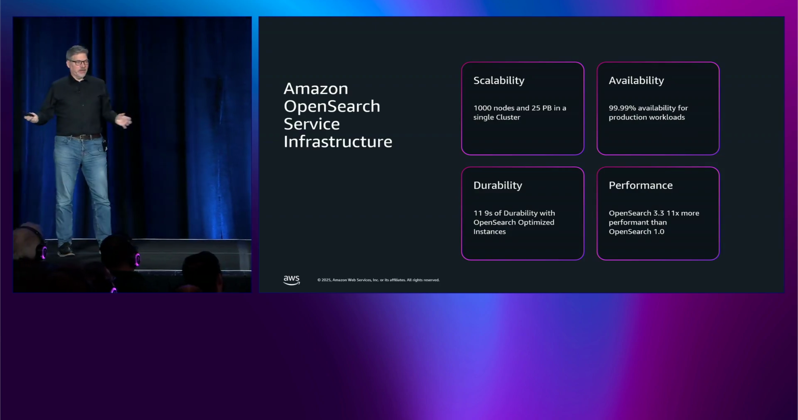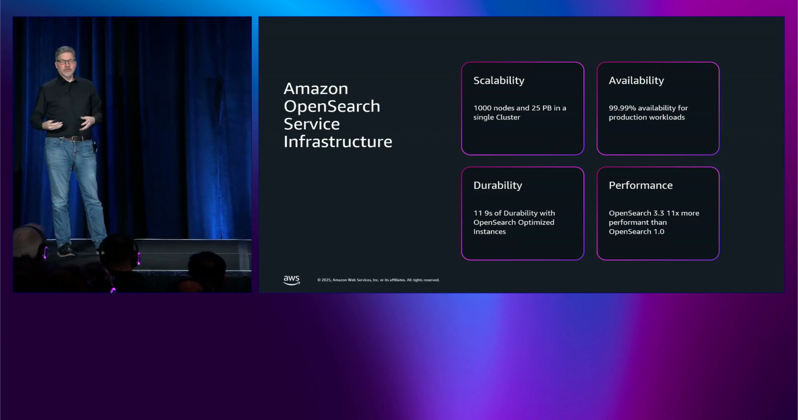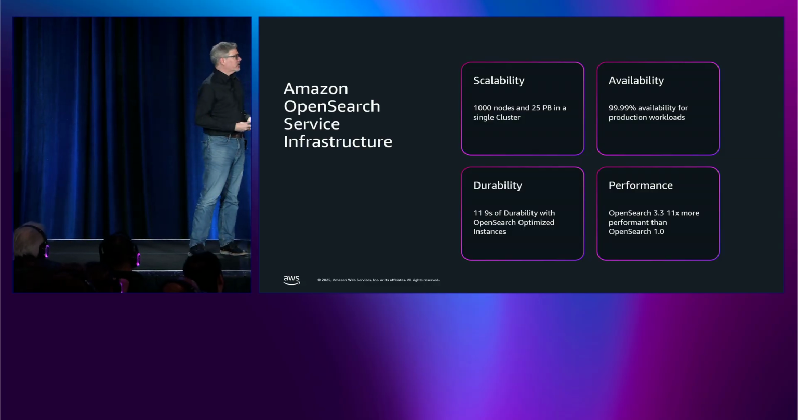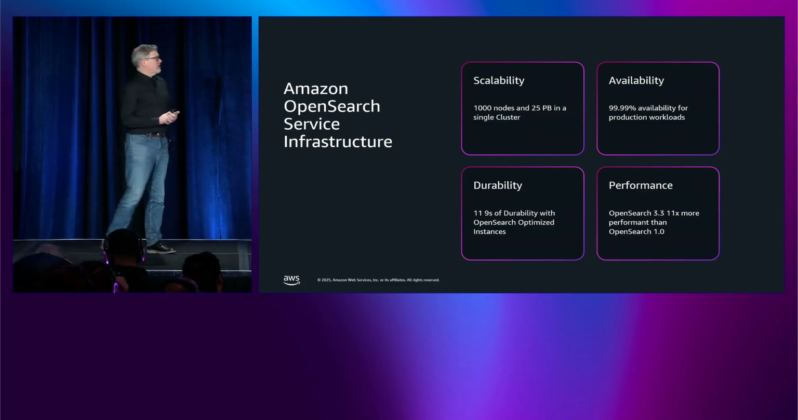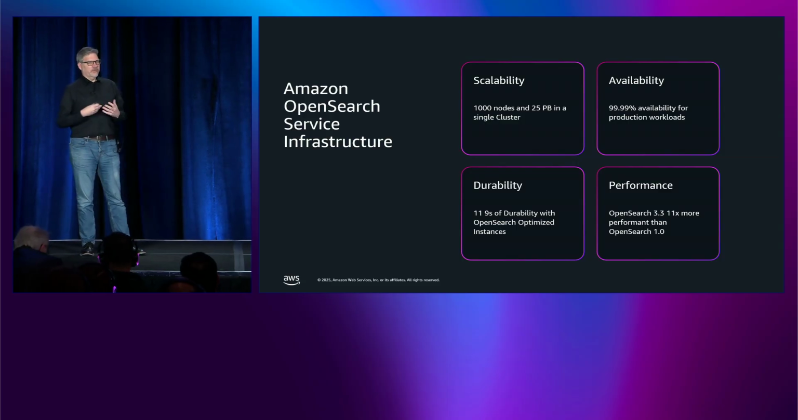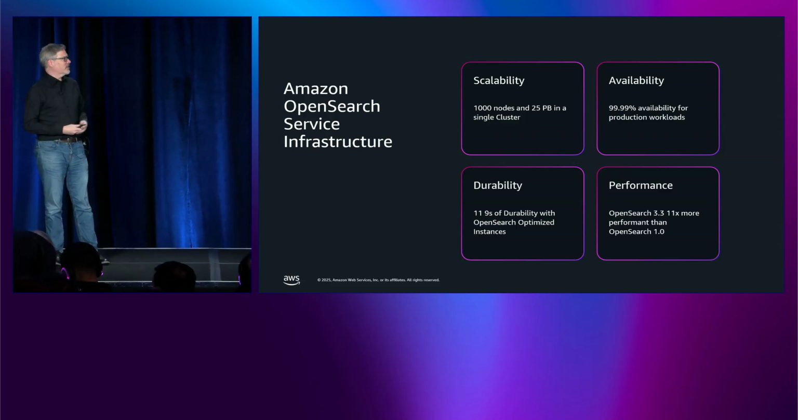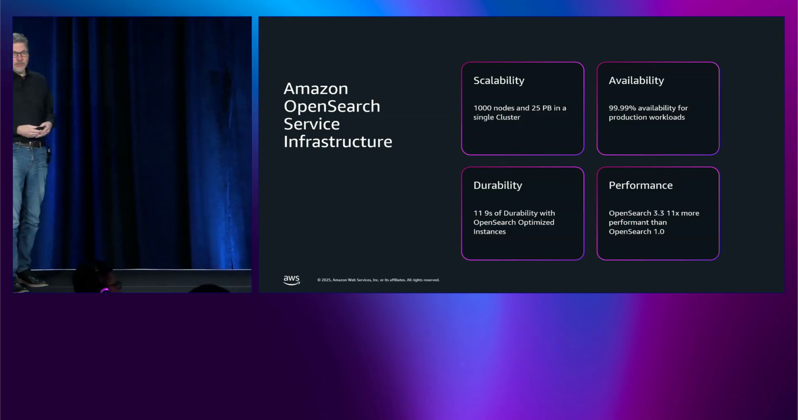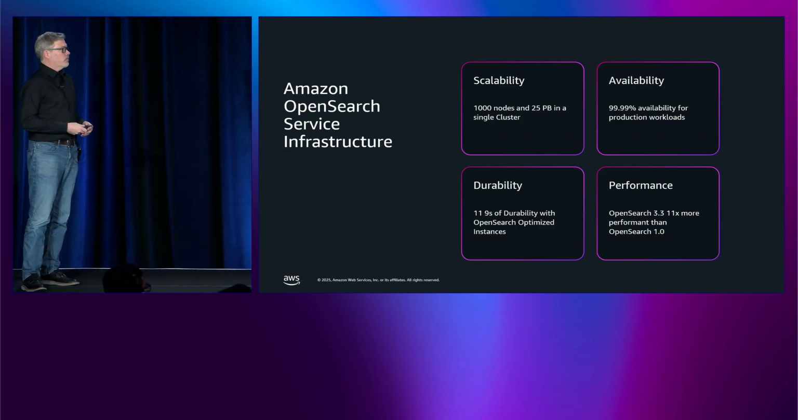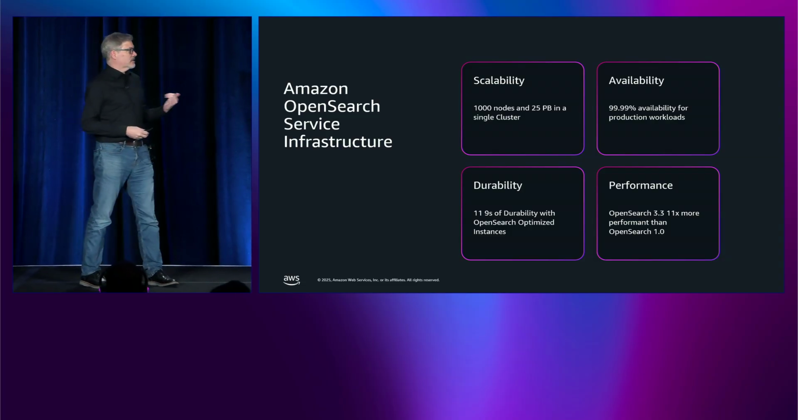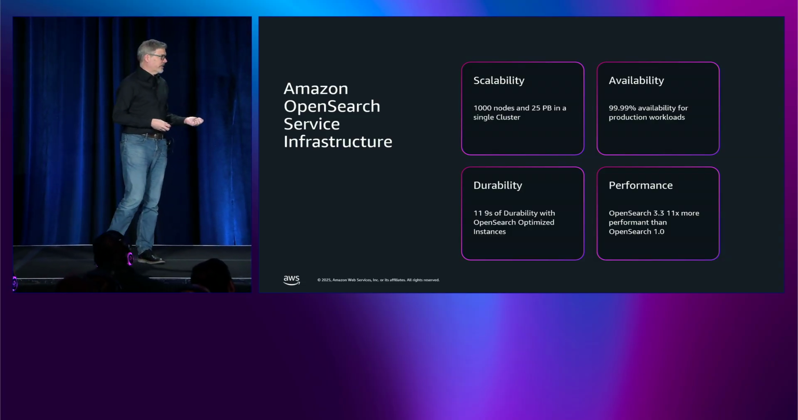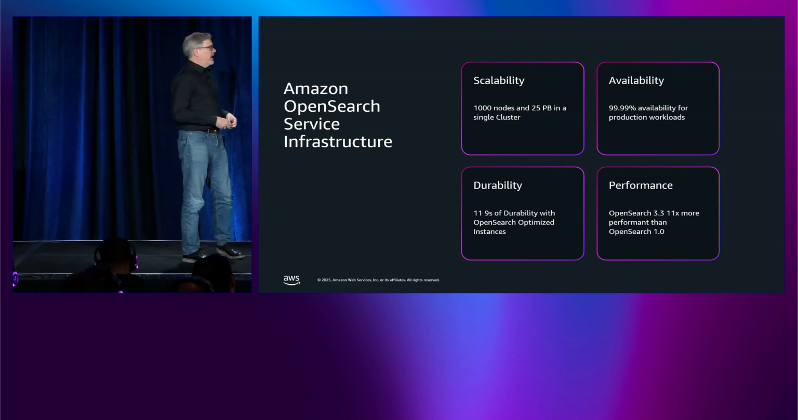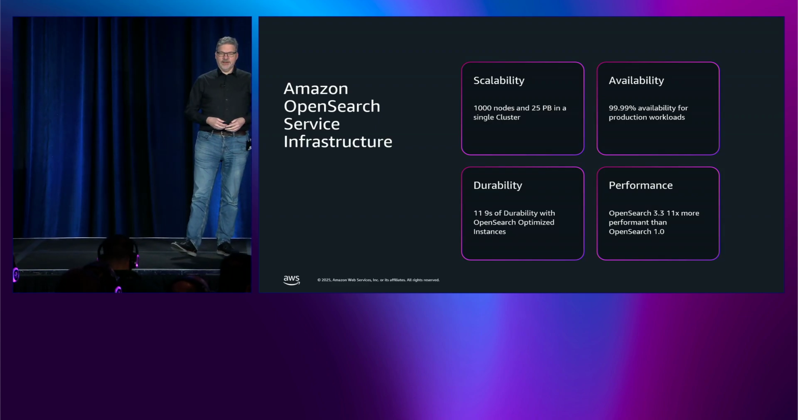So we've talked a lot about the capabilities in OpenSearch. Before we close, I'm going to talk a little bit more about the benefits of these on the service. So, the benefits of Amazon OpenSearch Service: the scale, these trillion vector indexes. We do support up to 1,000 nodes in a single cluster, up to 25 petabytes in a single cluster, with high availability, a 4 nines SLA on a single cluster, durability of 11 nines when you use OpenSearch optimized instances, which are S3 backed, and all of the performance benefits that we highlighted earlier.